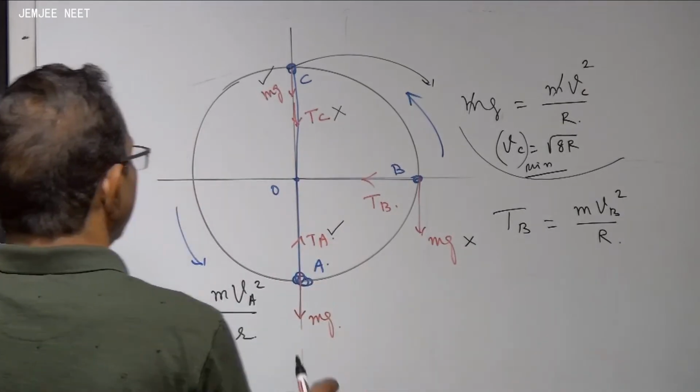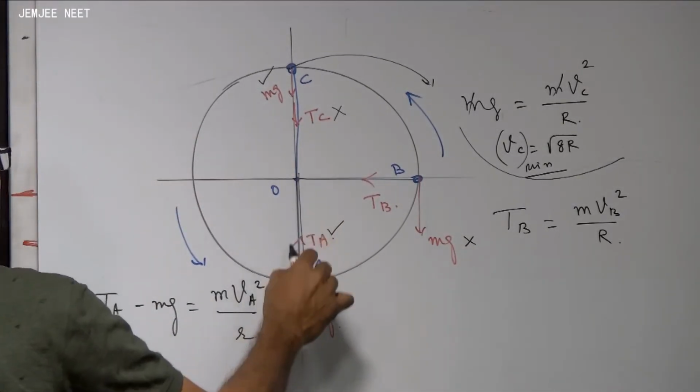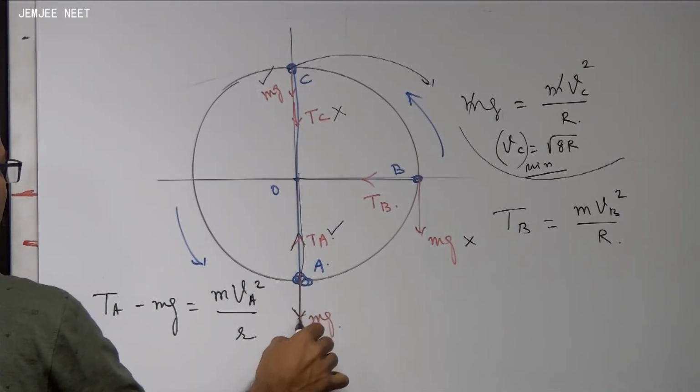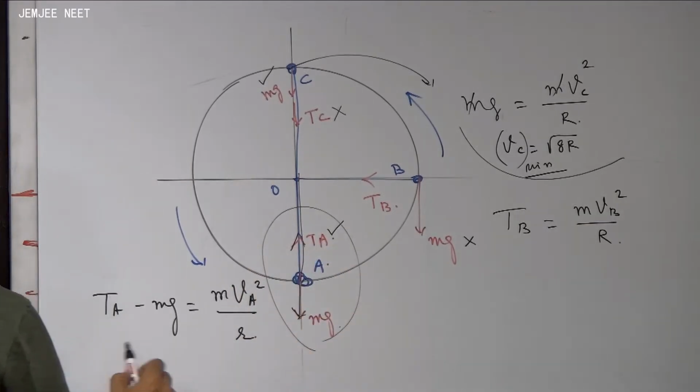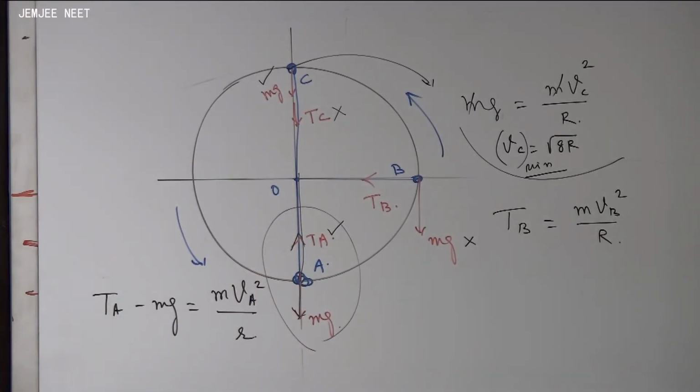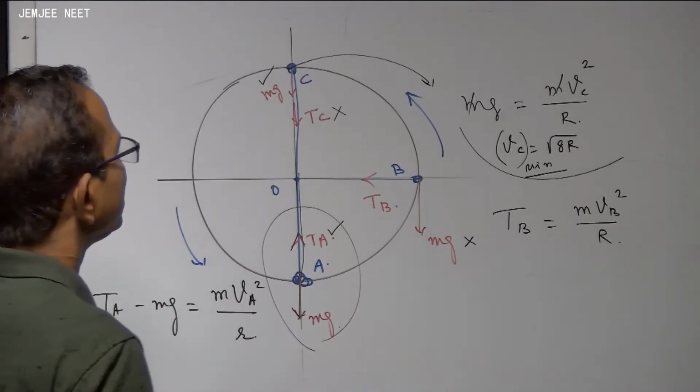The tension is towards the center, and the opposite is mg. The net force: winner, loser. Who should be the winner? Towards the center should be the winner, because it is the centripetal force. Getting the point? Yes or no?